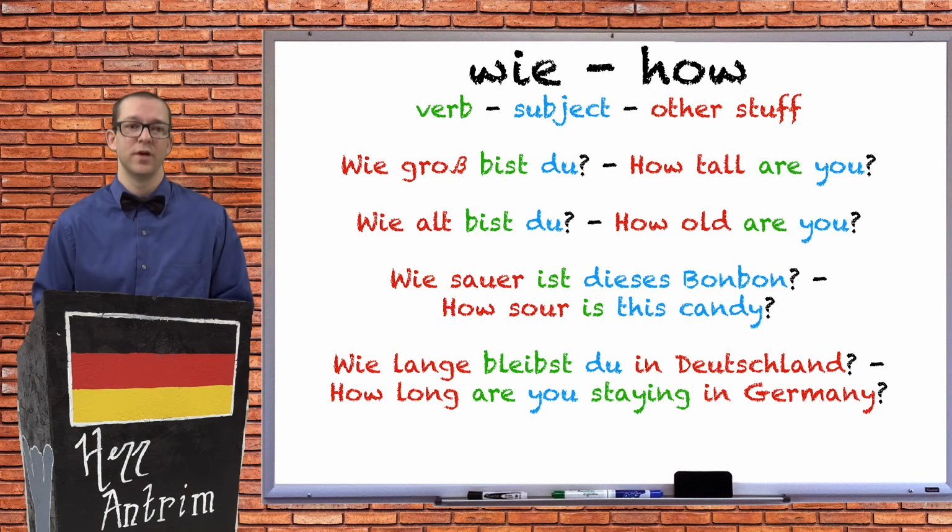Wie is a much more versatile question word than the other ones we've seen so far, as you can add adjectives after it to inquire about the degree of something.